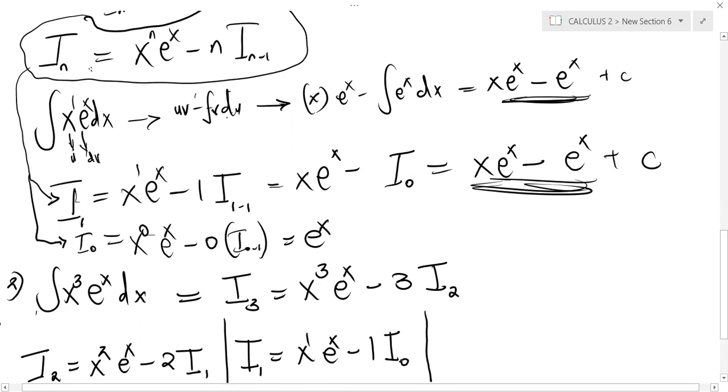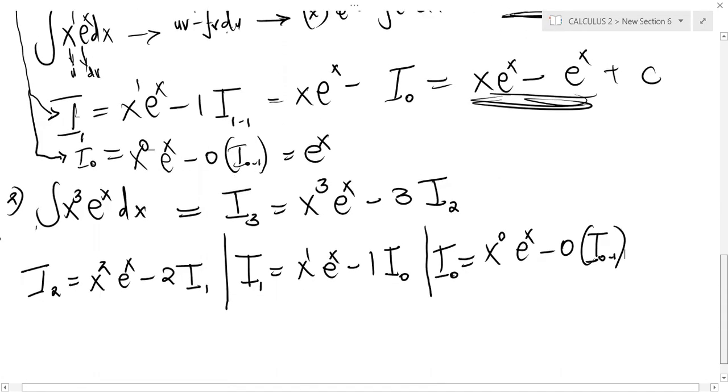We still need to get our I0 so that we are able to replace here. So what's our I0 using the general formula? It will be x raised to power 0 exponential x minus 0 into I0 minus 1. Okay, fine. So now replacing all our values into I3.